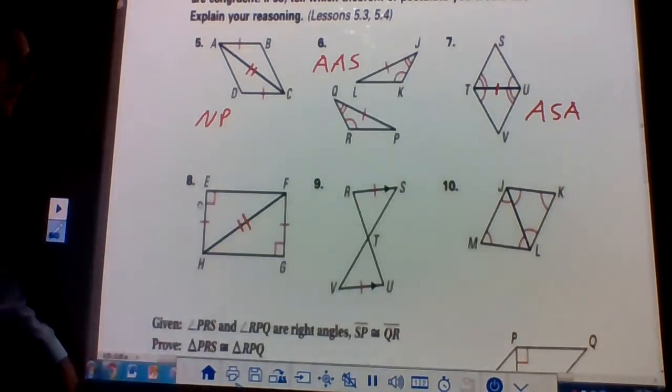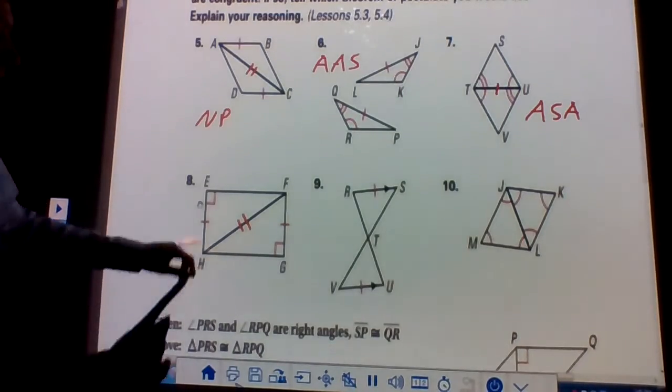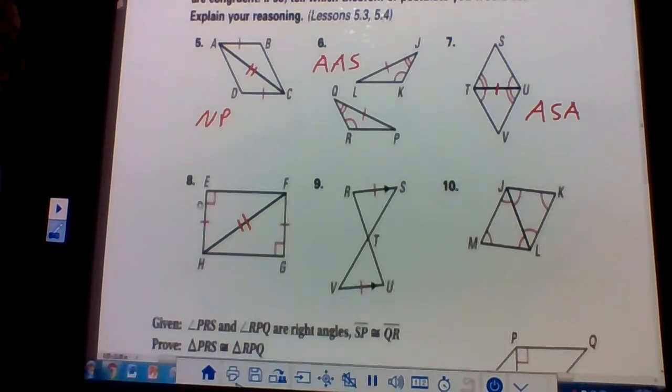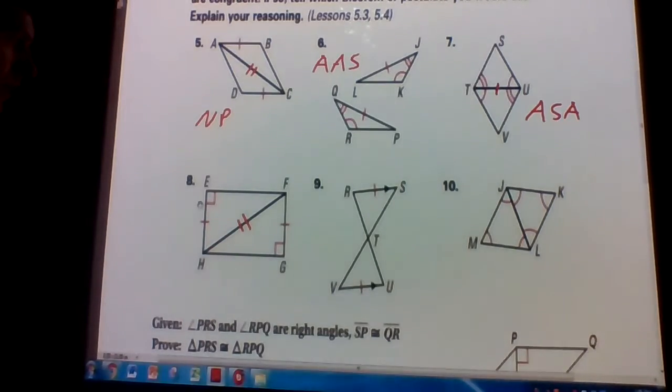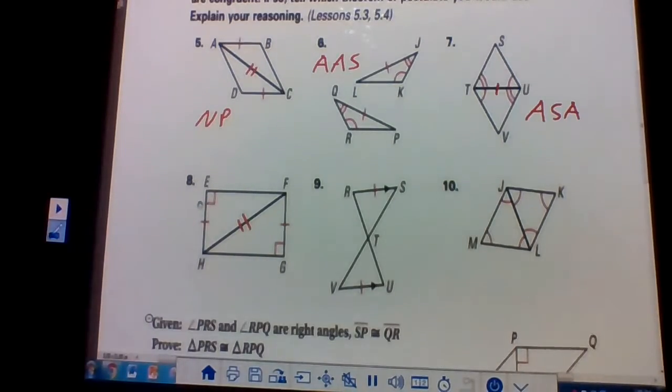Okay, number 8, we can use the reflexive property. We now have 2 pair of sides and 1 pair of angles, but the angle is not included. It's not between the 2 sides. So we can't use side, angle, side. And the order we have it in would be angle, side, side, but we can't use that theorem, right? We don't have angle, side, side, and we don't have angle, angle, angle.